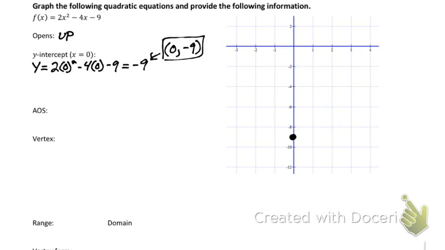All right, now we're going to do our axis of symmetry. Our axis of symmetry is just x equals negative b over 2a. In this case, my b value is negative 4, so we're going to have a negative 4 all over 2a, which would be 2 times 2. Well, negative 4 is a positive 4. 2 times 2 is 4. X equals 1. So our axis of symmetry is x equals 1.